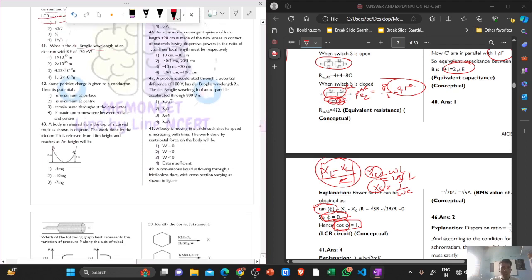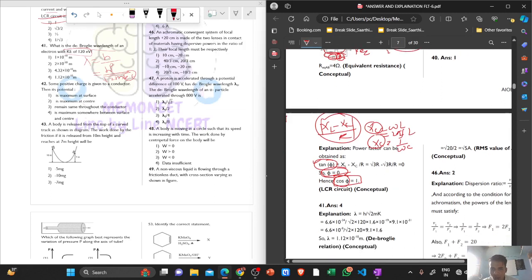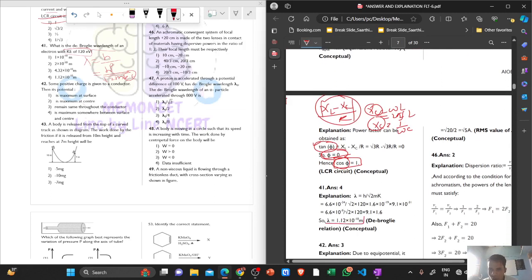What is the de Broglie wavelength of an electron? We are just given the kinetic energy. We know the de Broglie wavelength λ = h/p, which is equal to h upon under root of 2m kinetic energy. We just need to put the value of the kinetic energy and solve the calculation to get the value of the de Broglie wavelength, which is equal to 1.12 × 10^-3. This option number 4 will be the correct answer.